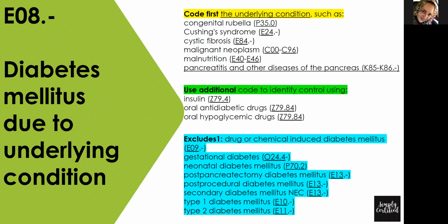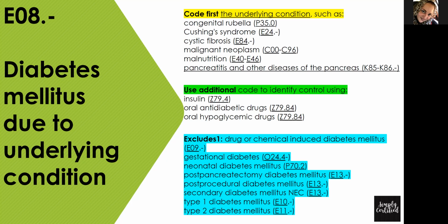Now, in blue, there's something called an excludes one. And for seasoned coders, we know that this means don't code it together. There are cases where you can. It's very rare that the conditions do exist together. But for all other purposes, if you see an excludes one on something, you don't code it together. It usually can't exist together, or one is part of the other one.